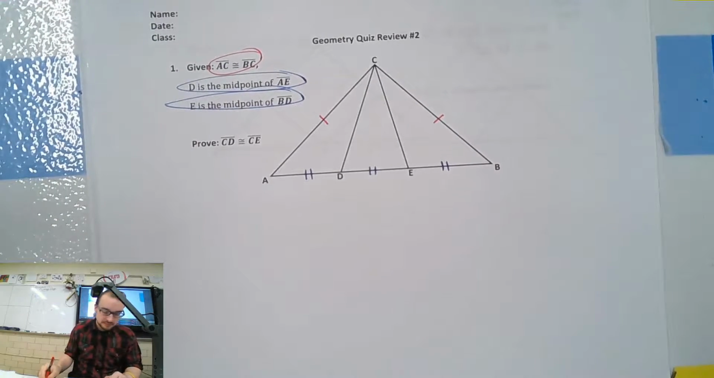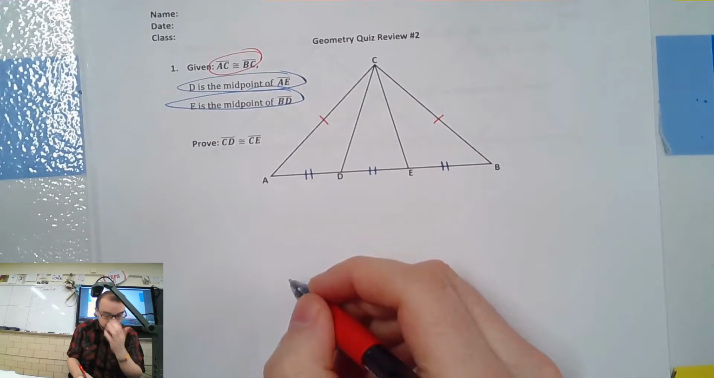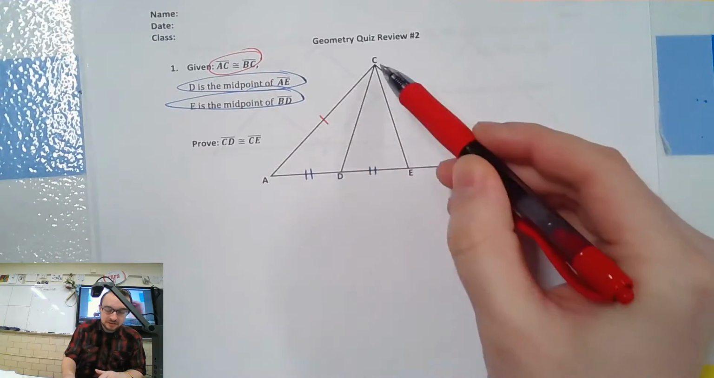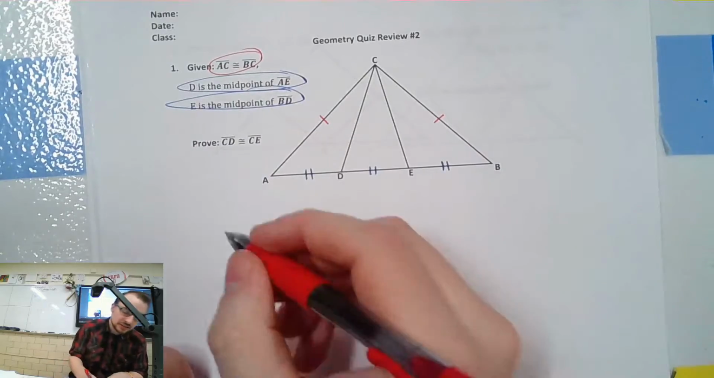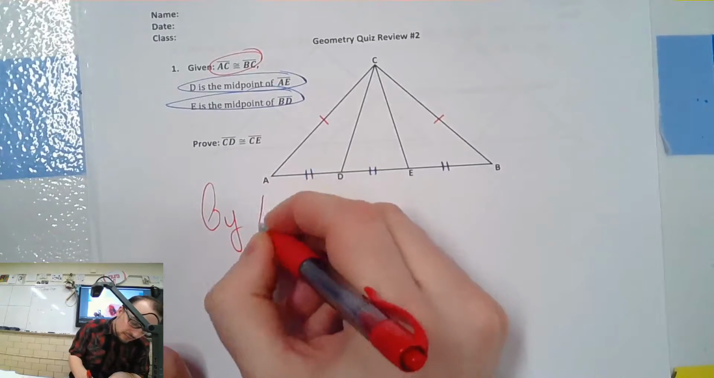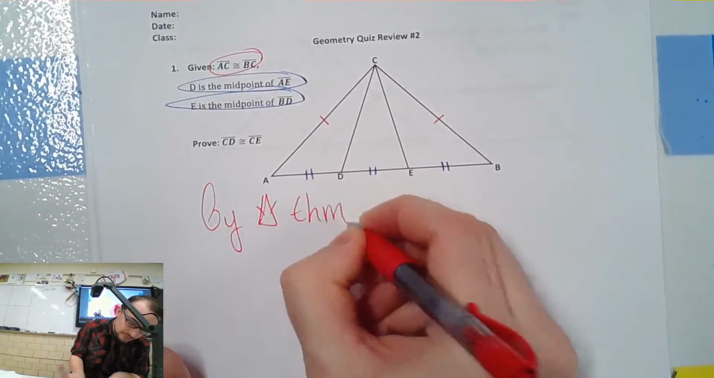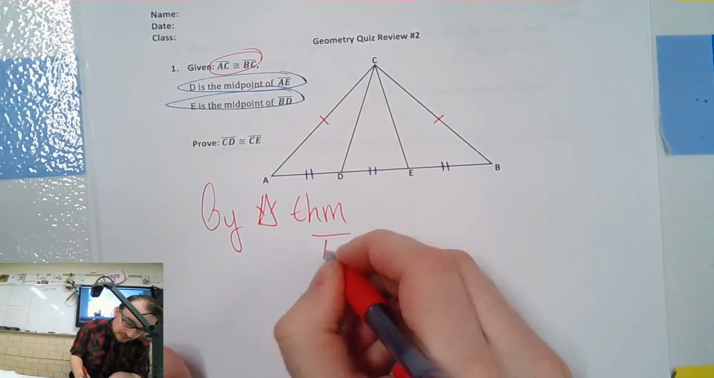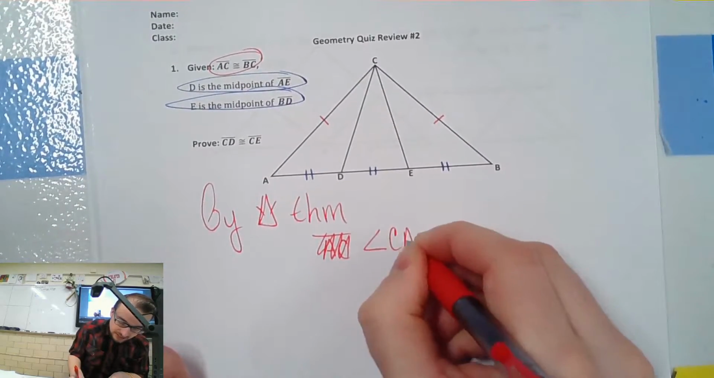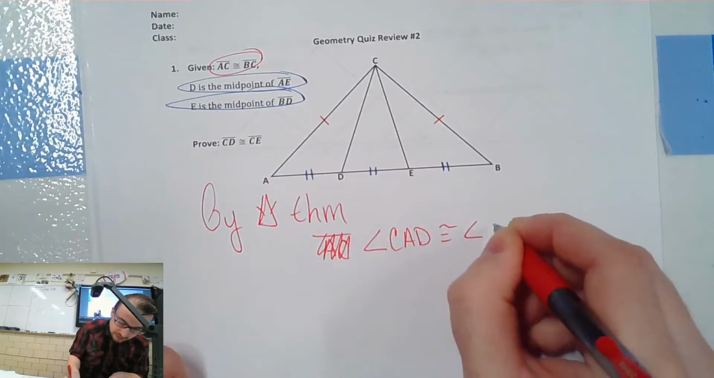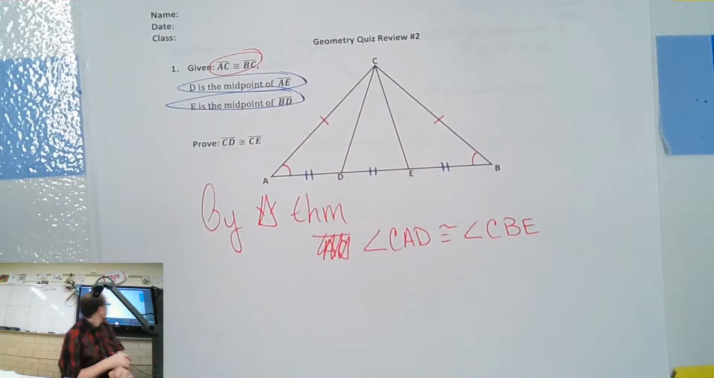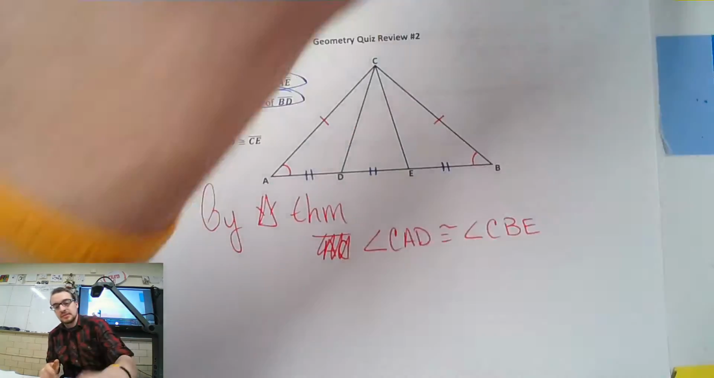Zayden, go. Those two angles, using the isosceles triangle. Awesome. So let's be specific. Angle CAD is congruent to angle CBE by isosceles triangle theorem, right? We have an isosceles triangle because this and this are the same. So by isosceles triangle theorem, we know that AC, oops, sorry, that's already given to us, angle CAD is congruent to angle CBE. We got that. Now what?